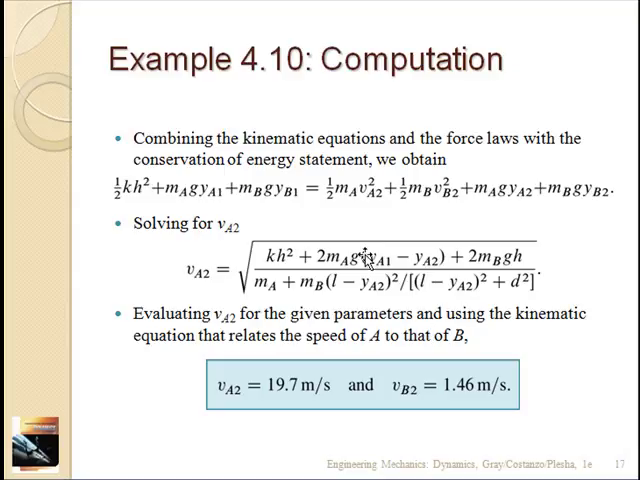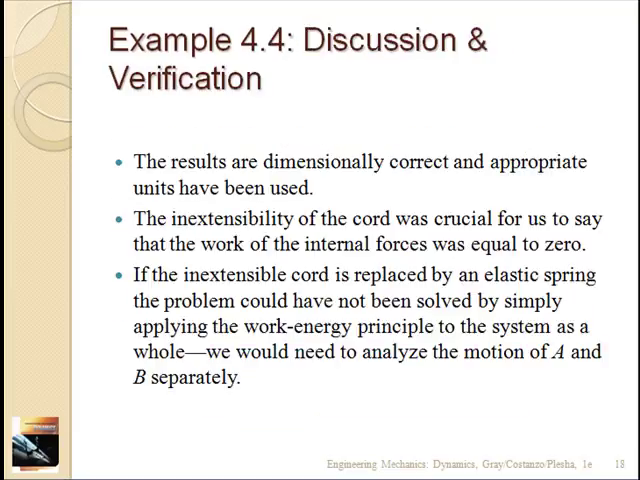Okay, so combining all the energy equations and the kinematics equations gives us this rather complicated expression for the velocity of block A just as the spring gets to its unstretched position. And if you work through the math, the velocity of block A is about 20 meters per second, and the velocity of block B is about 1.5 meters per second. Okay, and if you do your checks, everything checks out, and it's a pretty good result.